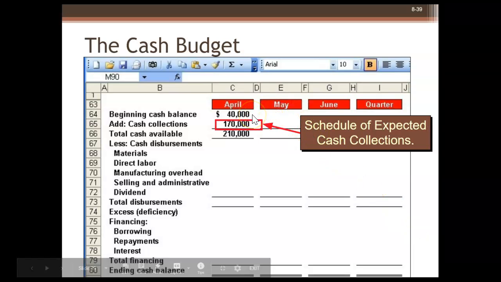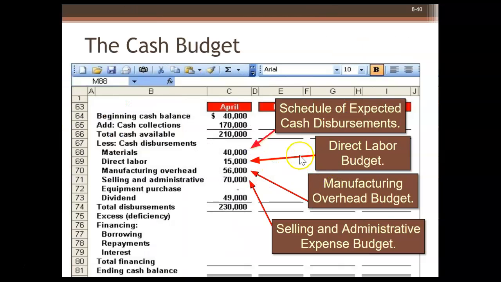So they started with $40,000, and they collected $170,000. That was from the schedule of expected cash collections. So they're going to have $210,000 available. Pretty simple, just math here. They're going to give you these numbers. The disbursements are going to have to be given to you also. The $40,000 is going to come from the schedule of expected cash disbursements for materials.